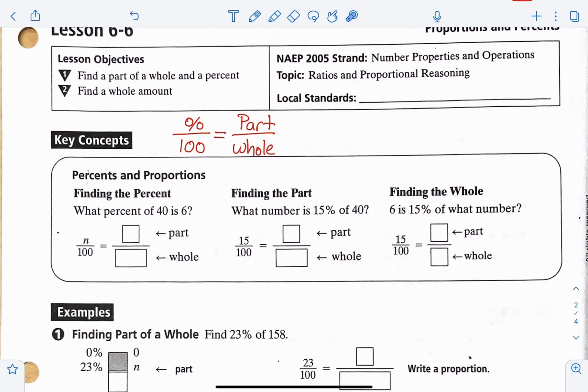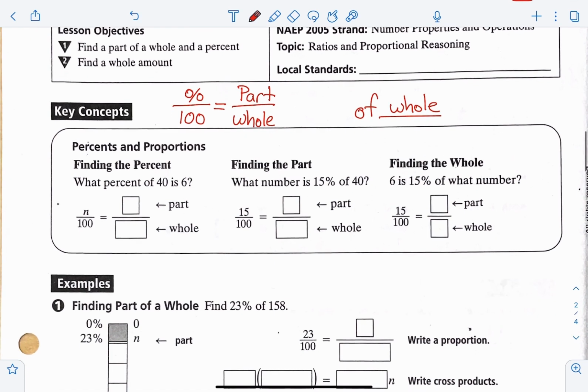As we learn this, we're going to figure out what the percent is, what the part is, and what the whole is in the problem. And then you're just going to set it up in this fashion with two fractions every single time. To help you find the whole, a little clue is that the word "of" often comes before the whole. So if we have a problem and it says "of" some number, then that number is going to be the whole.